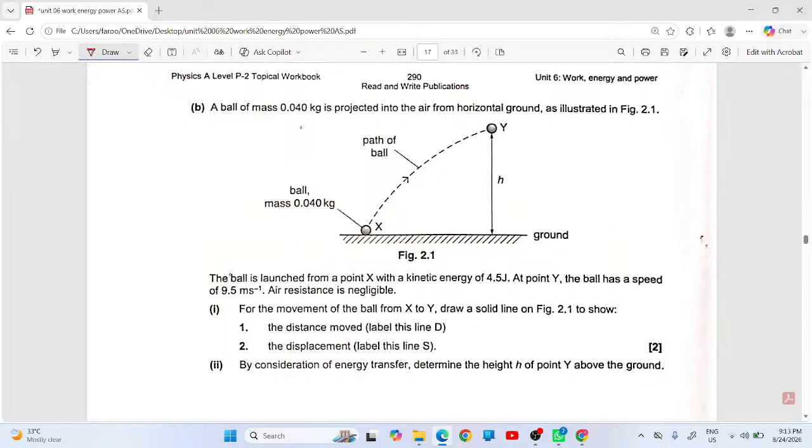A ball of mass 0.04 kg is projected into the air from horizontal ground as shown in figure 2.1. The height is h, the mass is given, the path of the ball is given. The ball is launched from point X with a kinetic energy. The kinetic energy of the ball at X is given. At point Y, the speed of the ball is given. Air resistance is negligible. For the movement of the ball from X to Y, draw a solid line on figure 2.1 to show the distance moved. Label this line D.